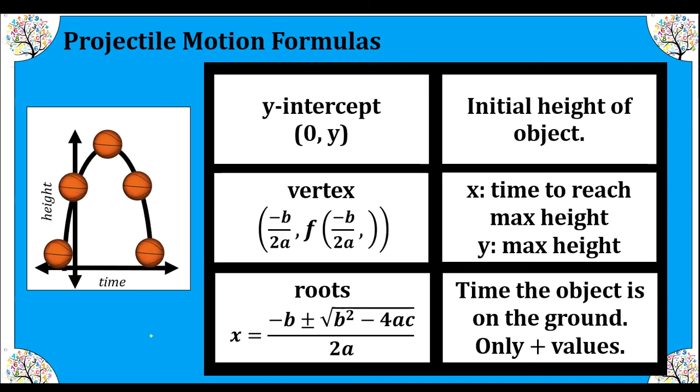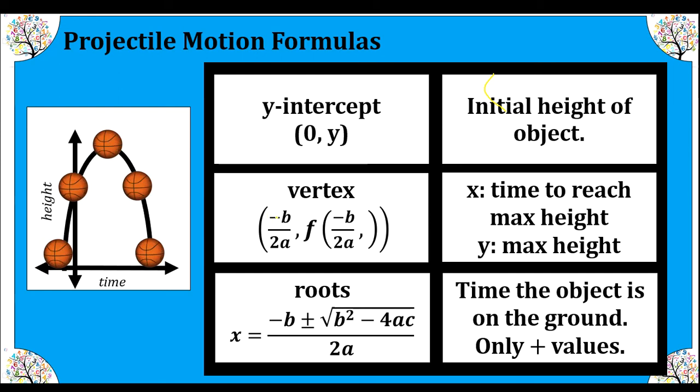Now, you may need to pause the video and write down the projectile motion formulas, and here I've indicated what they mean. So your y-intercept is the initial height of the object. Your vertex, the x-coordinate tells you the time it takes for that object to reach its highest point. And then the y value is the actual height. Just always remember, x represents seconds, y represents height, either in feet or meters.